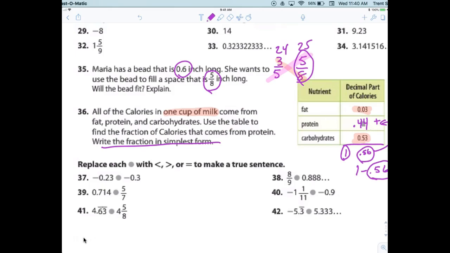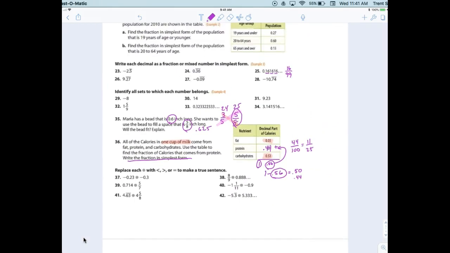Right. You could also change 5/8 to a decimal. If you change 5/8 to a decimal, it would have been 0.625. That's what I have. Yeah, 0.625. Right, and 0.6 will fit into 0.625. You agree with me on this? Yeah. Okay. Either way, guys. Lots of ways to do things. All right. Anybody else on this right here? Anything else? Good job.